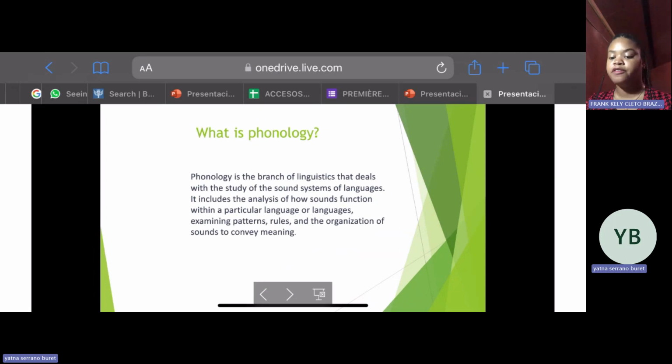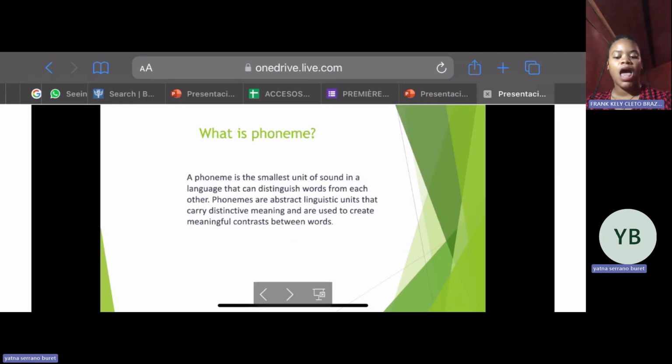Phonology is the branch of linguistics that deals with the study of the sound system of languages. It includes the analysis of how sounds function within a particular language or languages, examining patterns, rules, and organization of sounds to convey meaning. A phoneme is the smallest unit of sound in a language that can distinguish words from each other. Phonemes are abstract linguistic units that carry distinctive meaning and are used to create meaningful contrast between words.